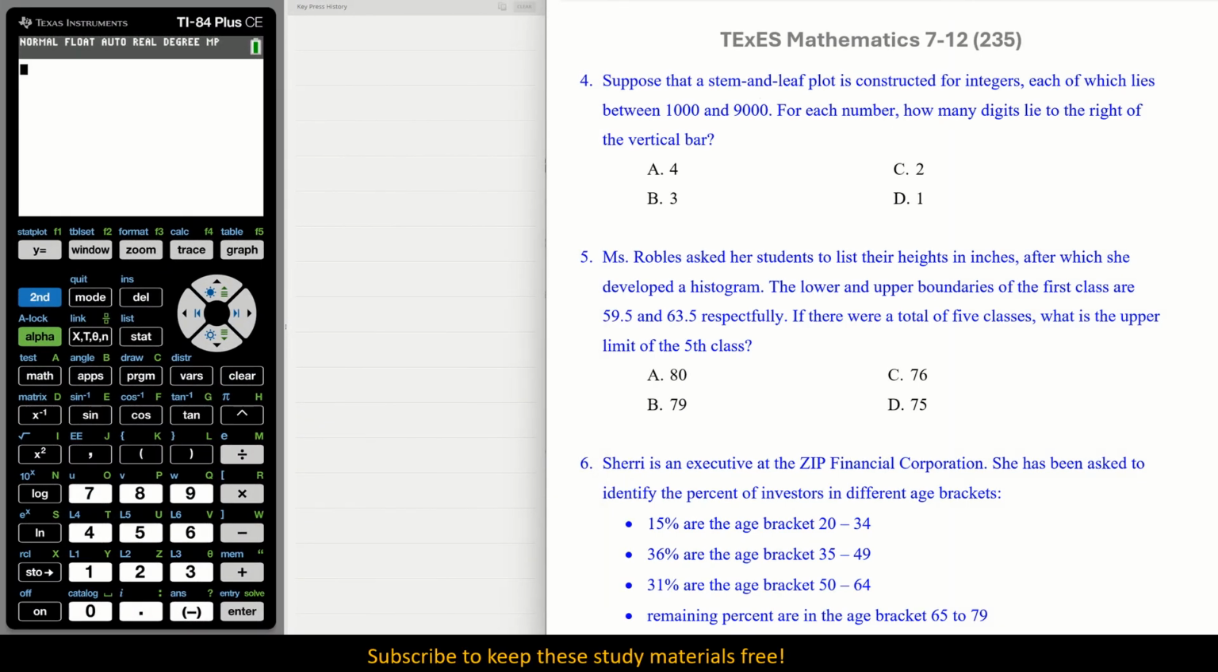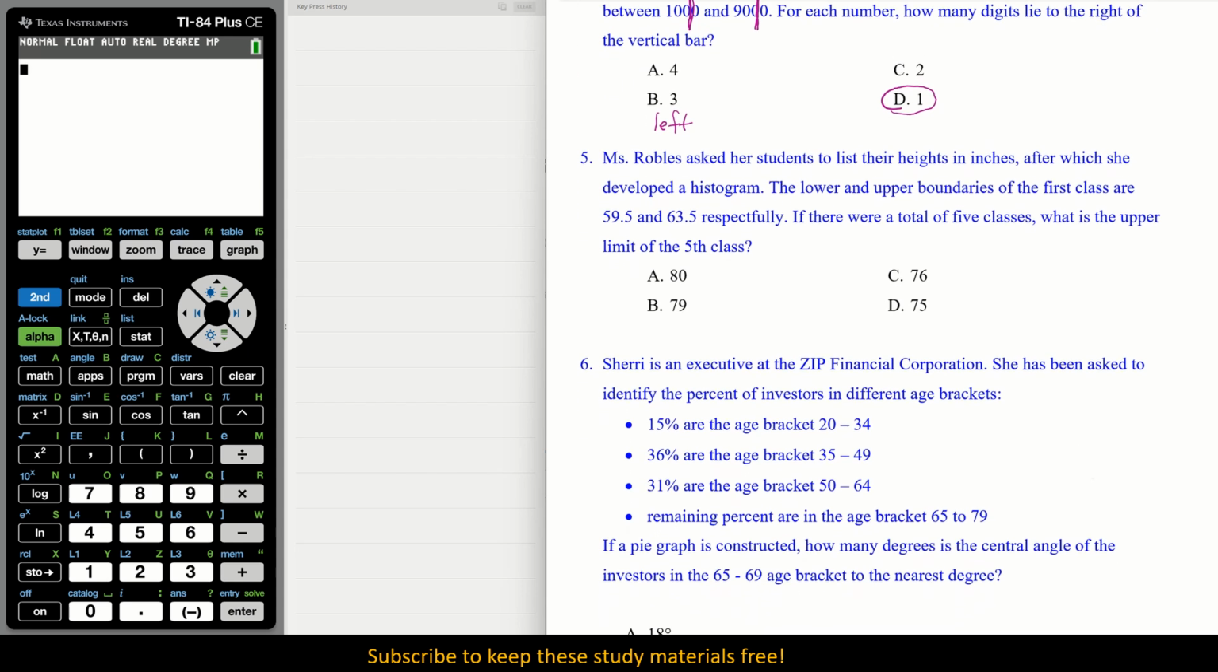Number 4, suppose that a stem and leaf plot is constructed for integers, each of which lies between 1,000 and 9,000. For each number, how many digits lie on the right of the vertical bar? Okay, on the right of the vertical bar, that should always be your ones place. So in this case, you have 3 on the left and you should have 1 on the right. So this one, 3, remember that should be on the left. So D is our option.